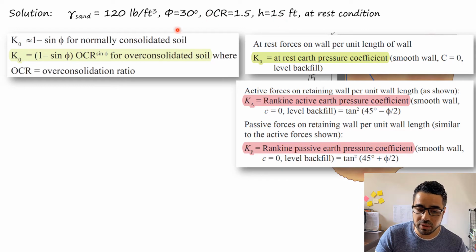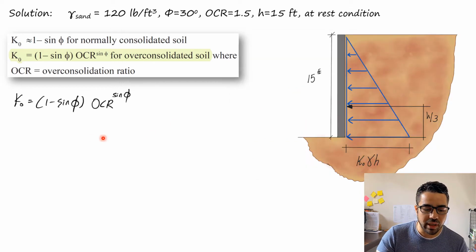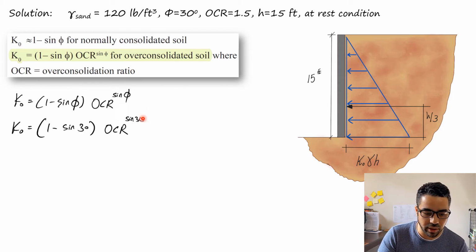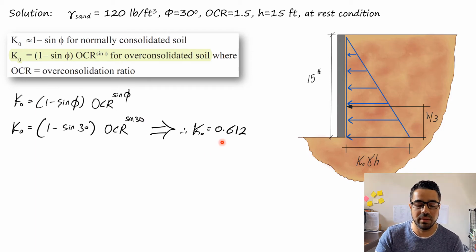Since we have OCR, the over consolidation ratio, we're going to be using the green one, the one with the OCR. All three parts, 1, 2, 3, are on the same page in your reference manual. We write down the equation: 1 minus sine phi, times OCR to the sine phi. Phi is given as 30, so sine phi is half. OCR is 1.5. We plug in the numbers, do a little bit of mathematics, and we get K naught of 0.612.